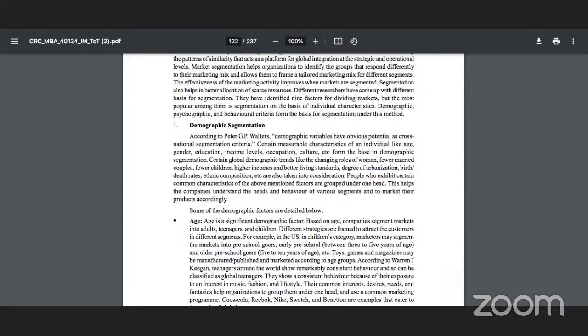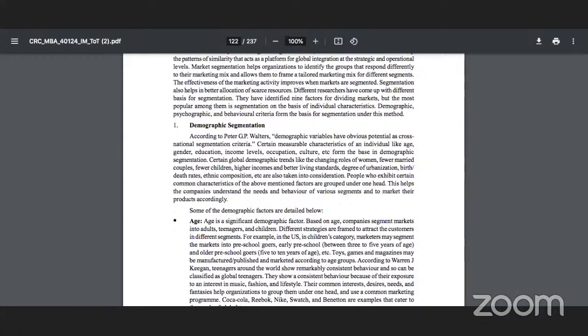So, in terms of how researchers have come up with the basis for segmentation, primarily what they have done is they have identified nine factors for dividing the markets. So, the most popular among them, of course, is, as we know, the individual characteristics or the demographic. Then we also have the psychographic and behavioral criteria. So when we talk in terms of demographic segmentation, that is the individual characteristics of a person based on factors like age, gender, etc. What Peter G.P. Walters has defined as demographic variables have obvious potential as cross-national segmentation criteria. So, what are the measurable characteristics of an individual? There are factors like age, gender, education, income levels, occupation, culture, etc. They form the base in demographic segmentation.